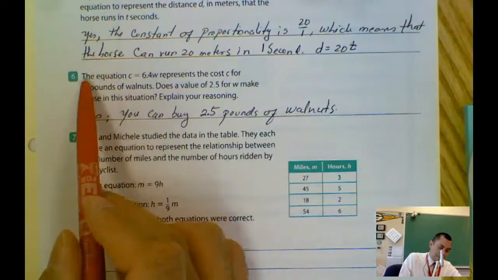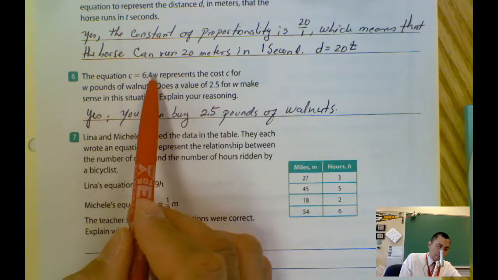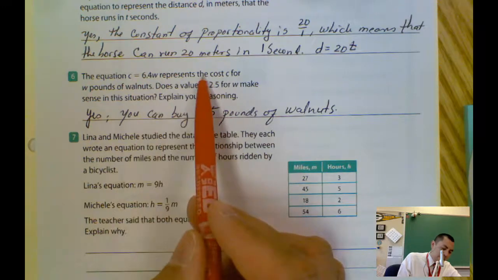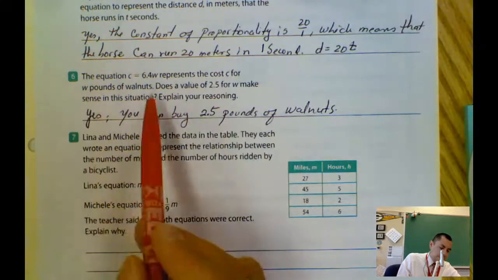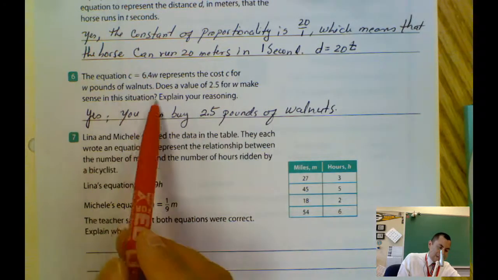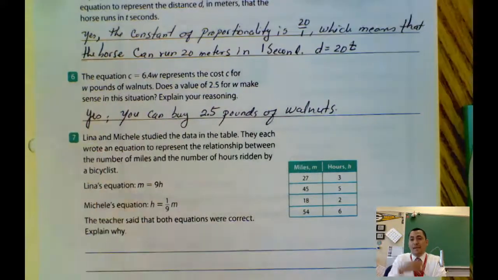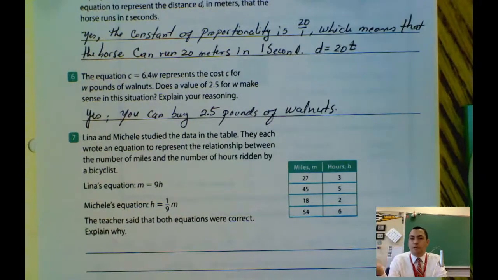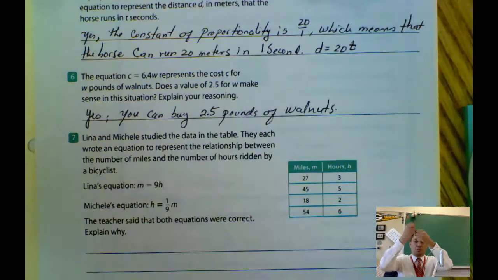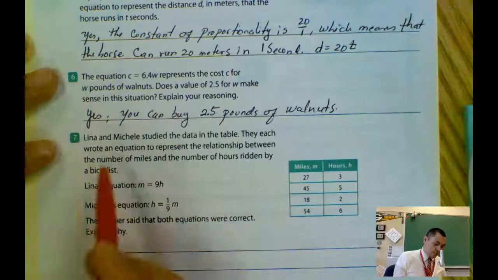Okay, remember, read the problem. The equation C equals 6.4W represents the cost C for W pounds of walnuts. Does a value of 2.5 for W make sense in this situation? Remember that W represents pounds. And it makes sense, 2.5, because you can go to the supermarket and buy 2.5 pounds of walnuts. It's just a bag. If you go to Martin's, you can get 2.5 pounds. They usually have these big containers of walnuts, so you can buy.